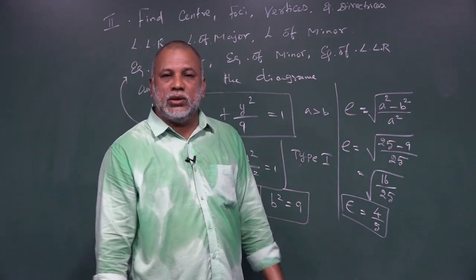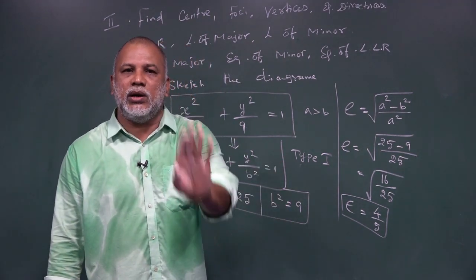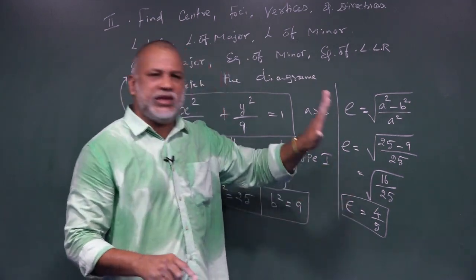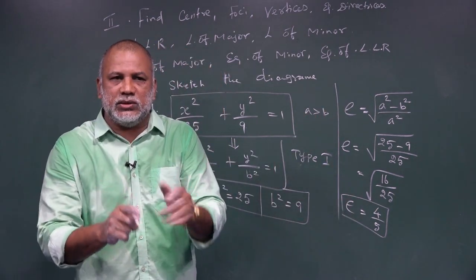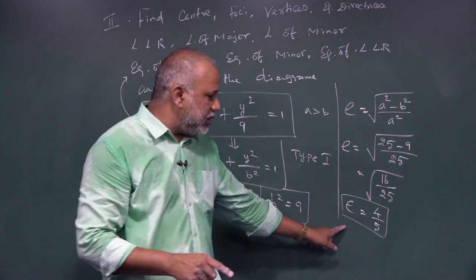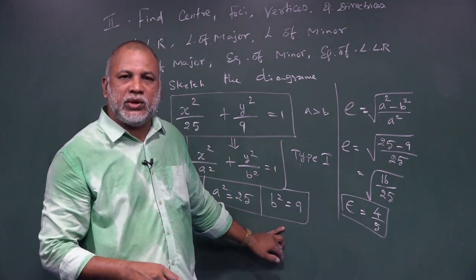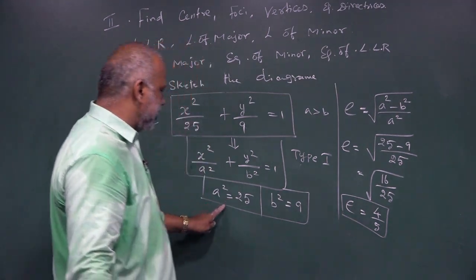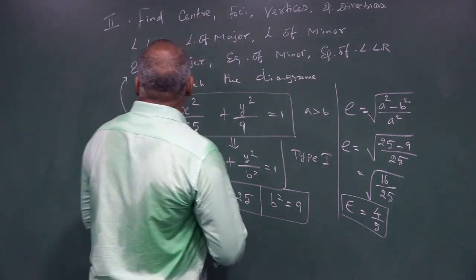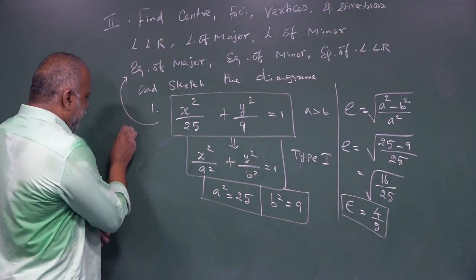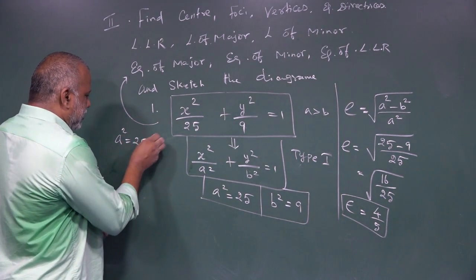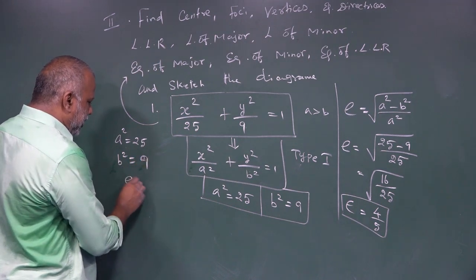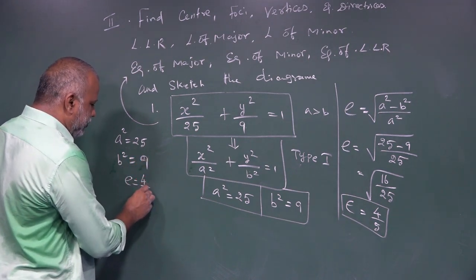See this one more concept here. E is always less than 1. If you get a wrong answer, you are able to justify it here itself. Then carefully watch it and select. E less than 1, a squared greater value, b squared lesser value. So we decide all the values. What are the values we need? So I am writing all these data here. See, a squared equal to 25, then b squared equal to 9, then e equal to 4 by 5.